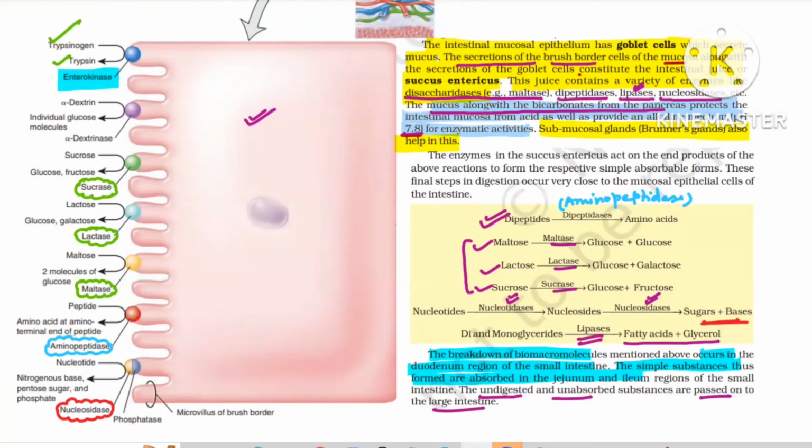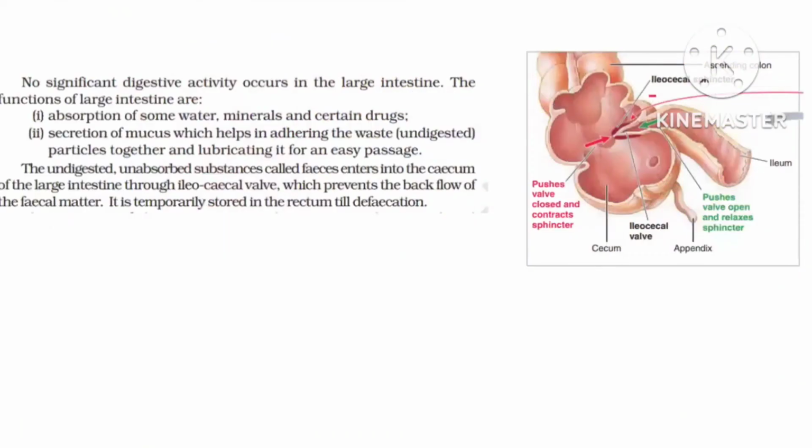Now let me discuss the large intestine digestion. Now see beta, no significant digestive activity occurs in the large intestine, because we have already studied that undigested and unabsorbed material is passed into the large intestine. Then what is the function of the large intestine? The function is to absorb water, minerals and certain drugs. Please, this is a question area.